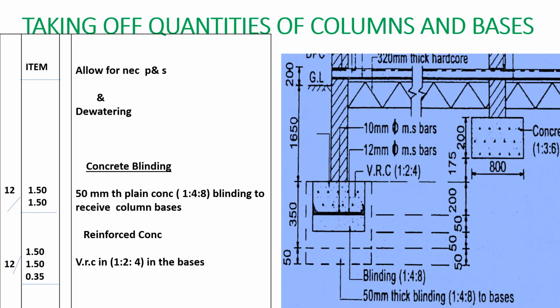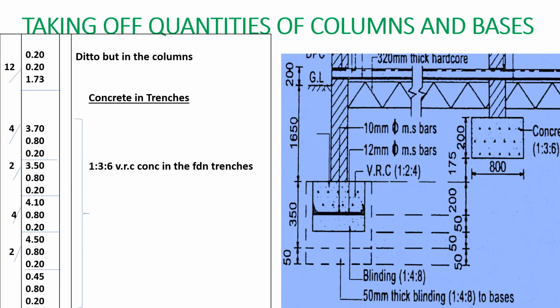Let's go to the concrete blinding that is in the column bases. So our column bases are size 1500 by 1500, and they are 12. And then we say 50 millimeters plain concrete in 1:4:8 blinding to receive the column bases. And then we go to this reinforced concrete here. It's still in the base. So we are taking the length, the size is 1500 by 1500, and then the depth is 0.35, and then we say reinforced concrete in 1:2:4 in the bases. Now let's book concrete in the columns. Now that we have booked concrete in the bases, our column size was 200 by 200.